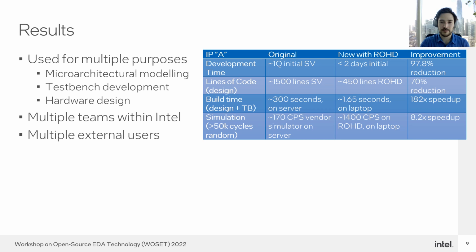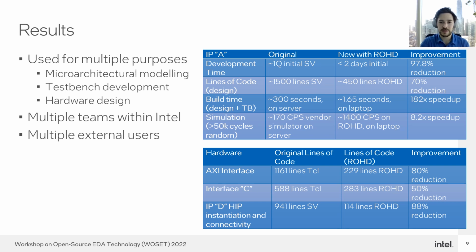For simulation performance, one of the longest randomized stimulus tests was selected, which actually gives an advantage to the vendor simulator. Even with that advantage, the ROHD simulation was over 8 times faster on a laptop versus the vendor simulator on a server.